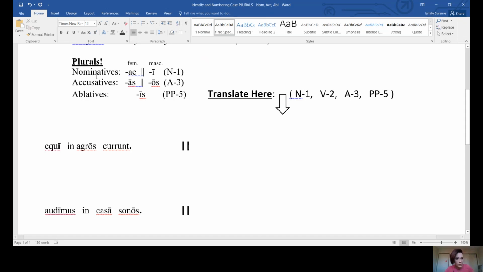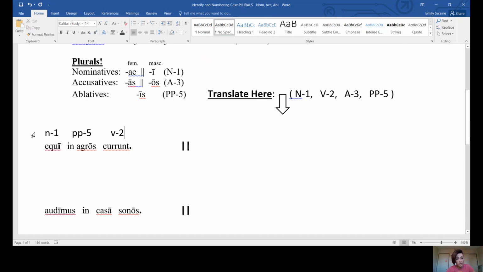Okay, so I see a long I up here. So equi is going to be N1, nominative, and 1. All right, so check it out. In is a preposition. Prepositions are little words that tell us where. So we already know that in agros is going to be a prepositional phrase because it has a preposition. And then curunt is going to be our verb. So we have a V2.